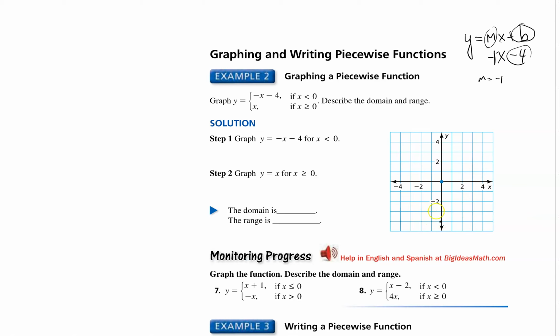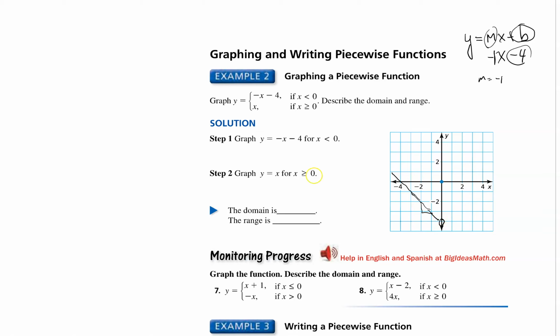And then its slope is going to go back up in this way, where it goes down 1 and over 1. That's the slope of negative 1. And so that's for x less than 0. However, when we get to 0, because it's strictly less than, it doesn't have the equal sign underneath it, we put an open dot at negative 4.